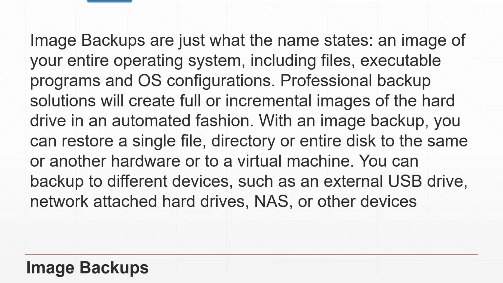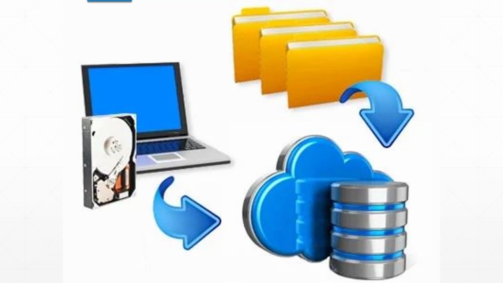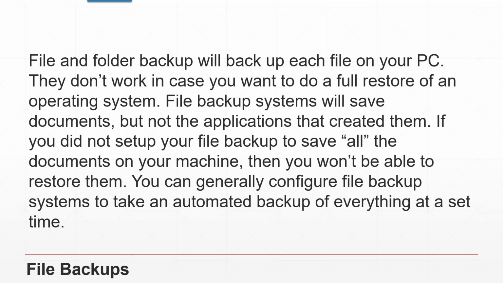You can back up to different devices, such as an external USB drive, a network-attached hard drive, network-attached services, or other devices. And here's what it is. It goes from the hard drive to either the cloud or to an external hard drive, or from files to an external hard drive. Now there's another way in which you can back up, and that is file backups.